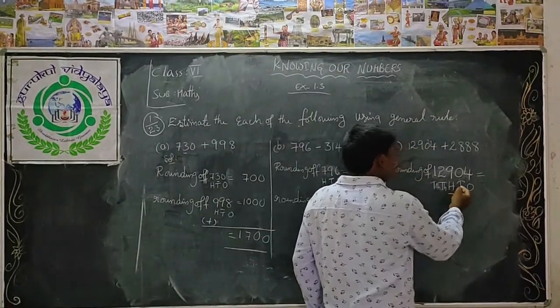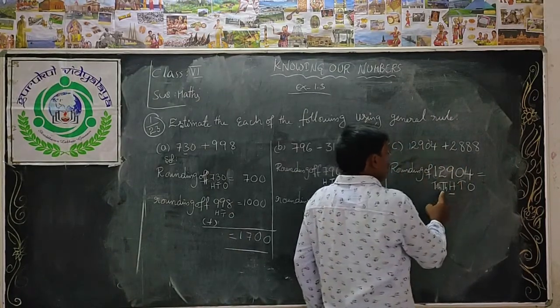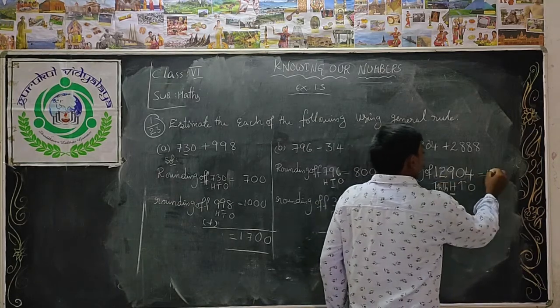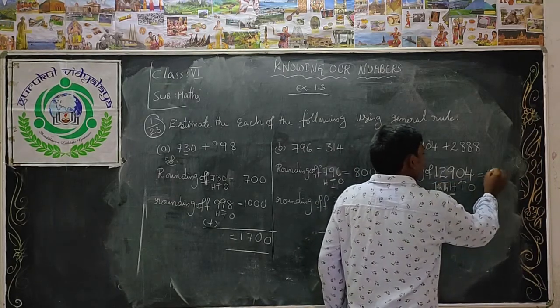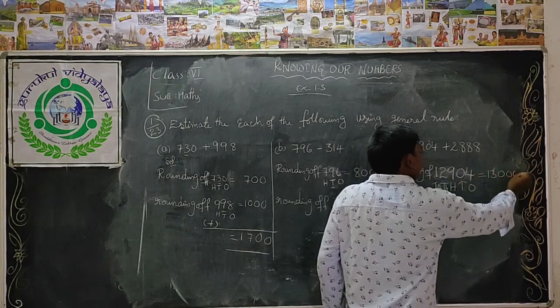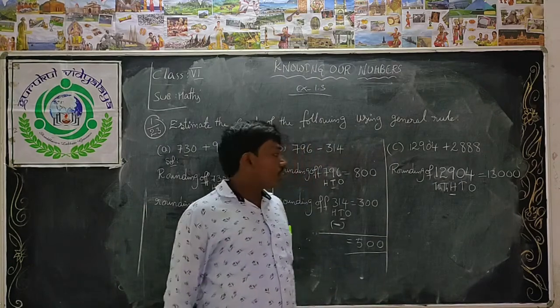Hundreds place value is more than 5. You can add 1 to the 1,000 place value. That is, 1 is there. We can add 1 to the 2. That will become 3. 2 plus 1 is 3. Remaining 3 places will be 0. 13,000.